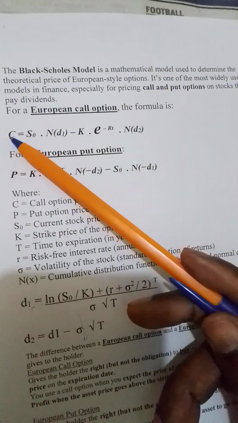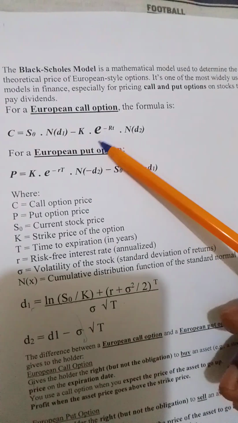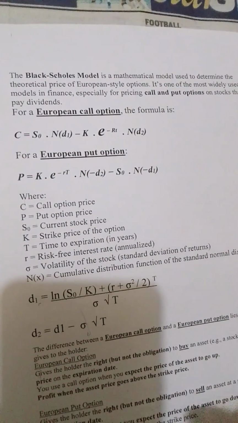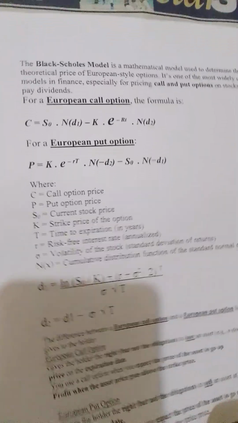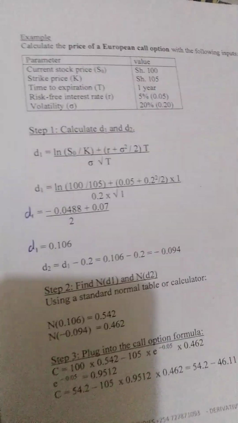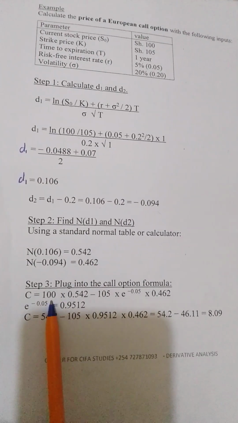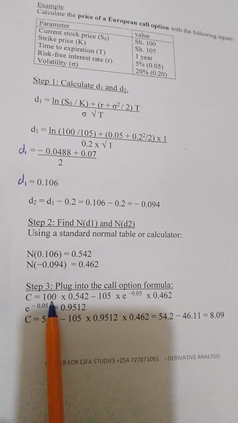So we just want to plug in all these numbers, whatever you have, and then you'll be able to get the call option price. All right, now let's go to the other side. You just plug in, as you have seen from the previous page, C is equals to 100.